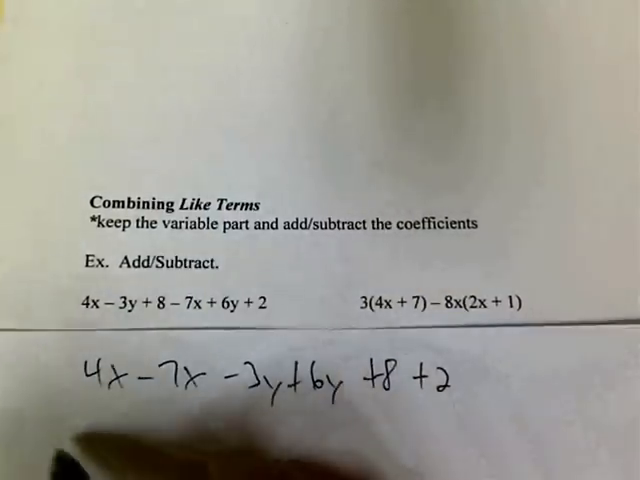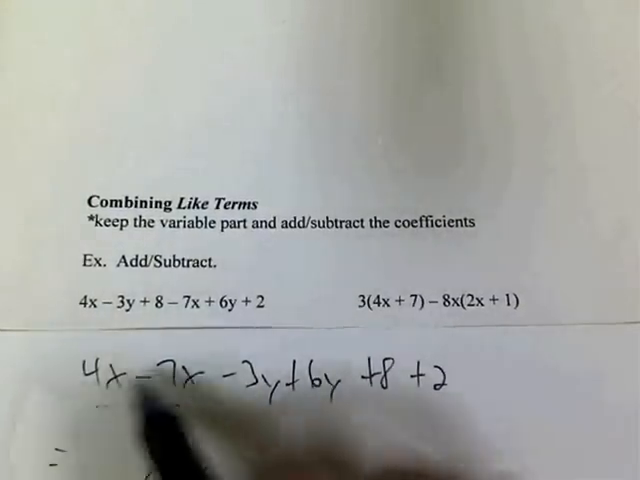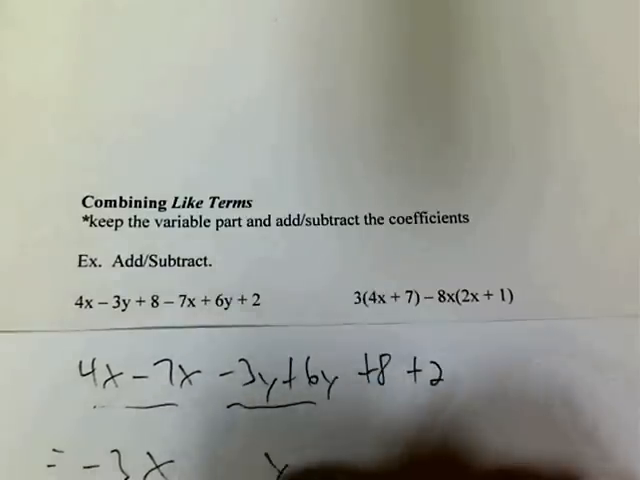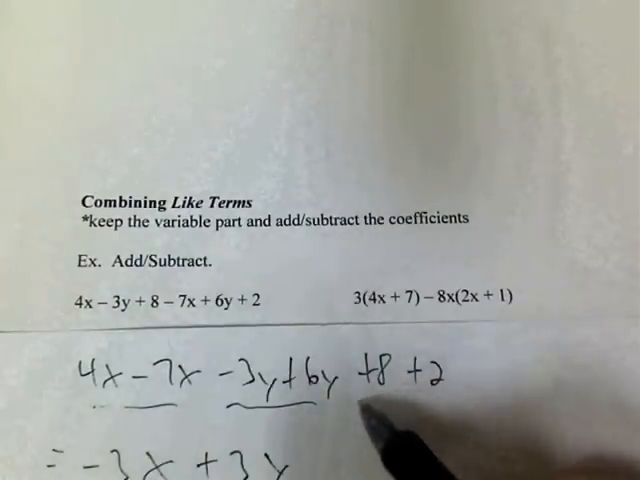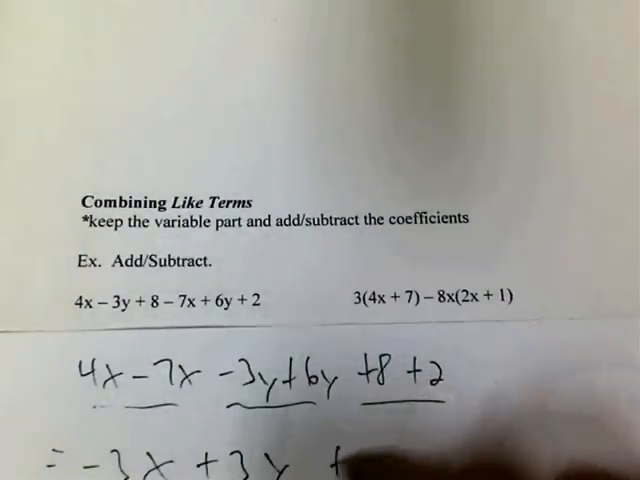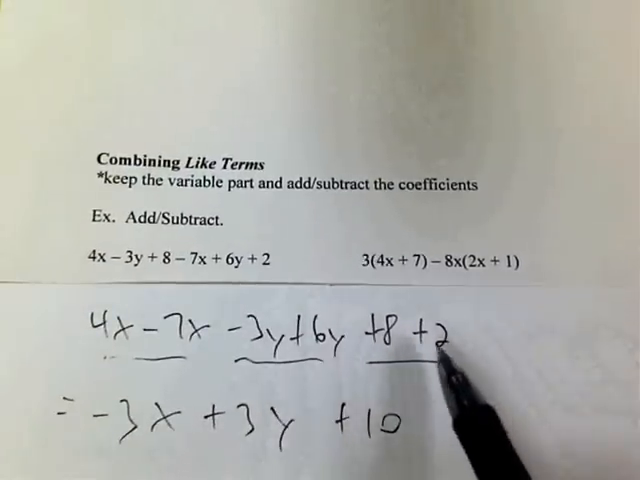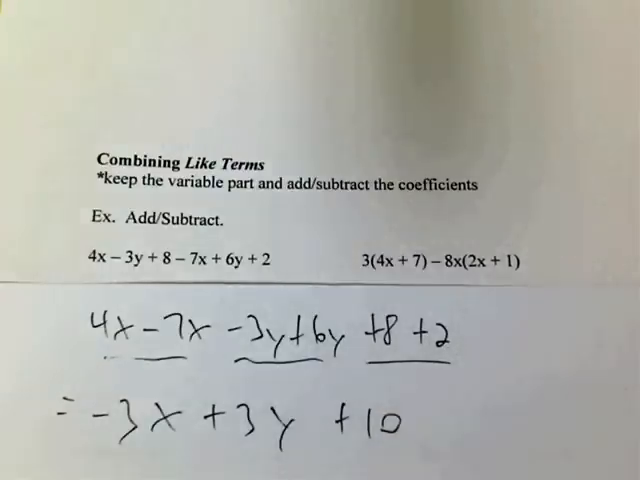Let's continue. We're going to combine like terms. Both of these have an x. Take 4 minus 7, which is negative 3. Both of these terms have a y. Negative 3 plus 6 is positive 3. And then plus 8 plus 2 is plus 10. And we're finished. Did you catch the mistake? It's an easy mistake to make, writing the problem down incorrectly. If I can do it, you can do it. We all do it.